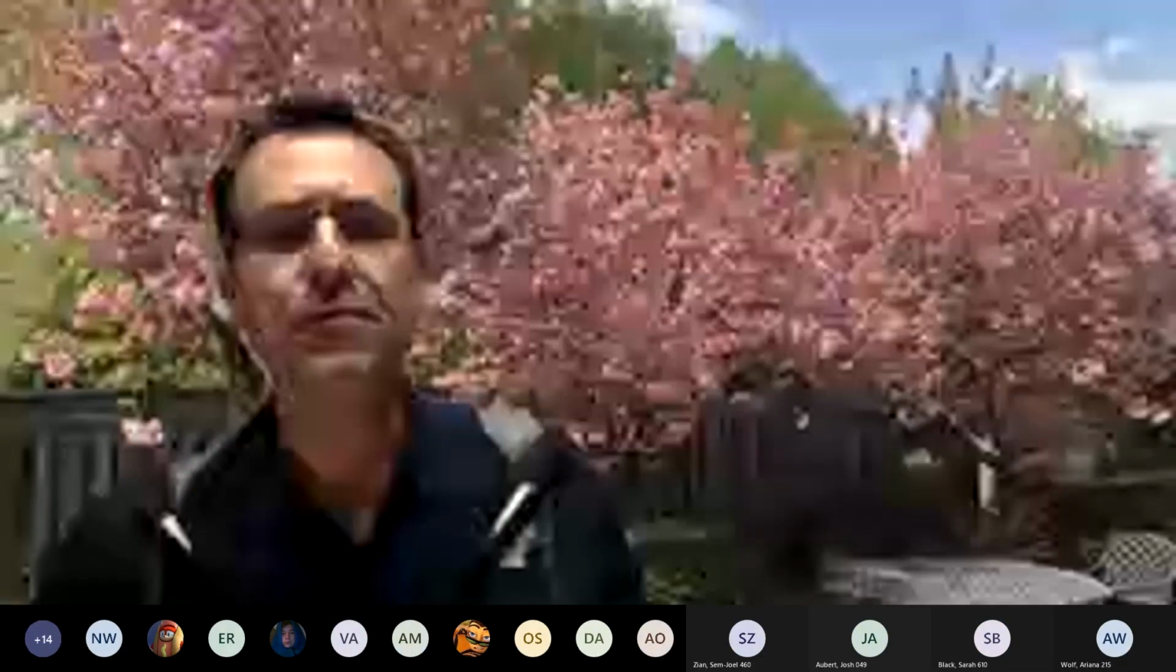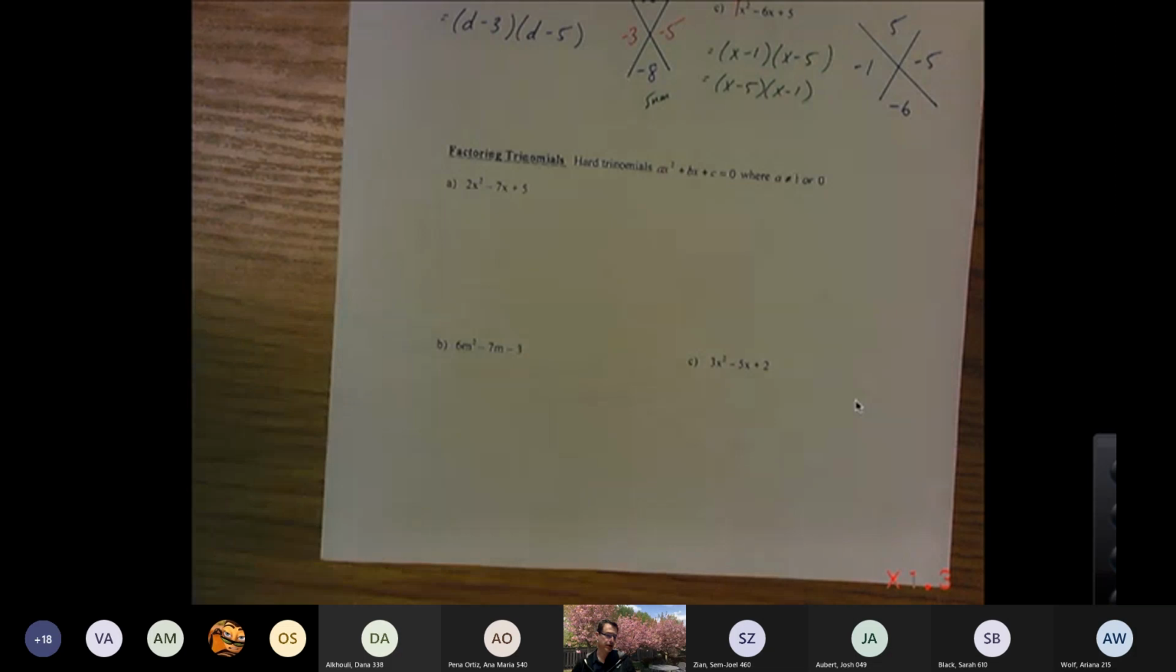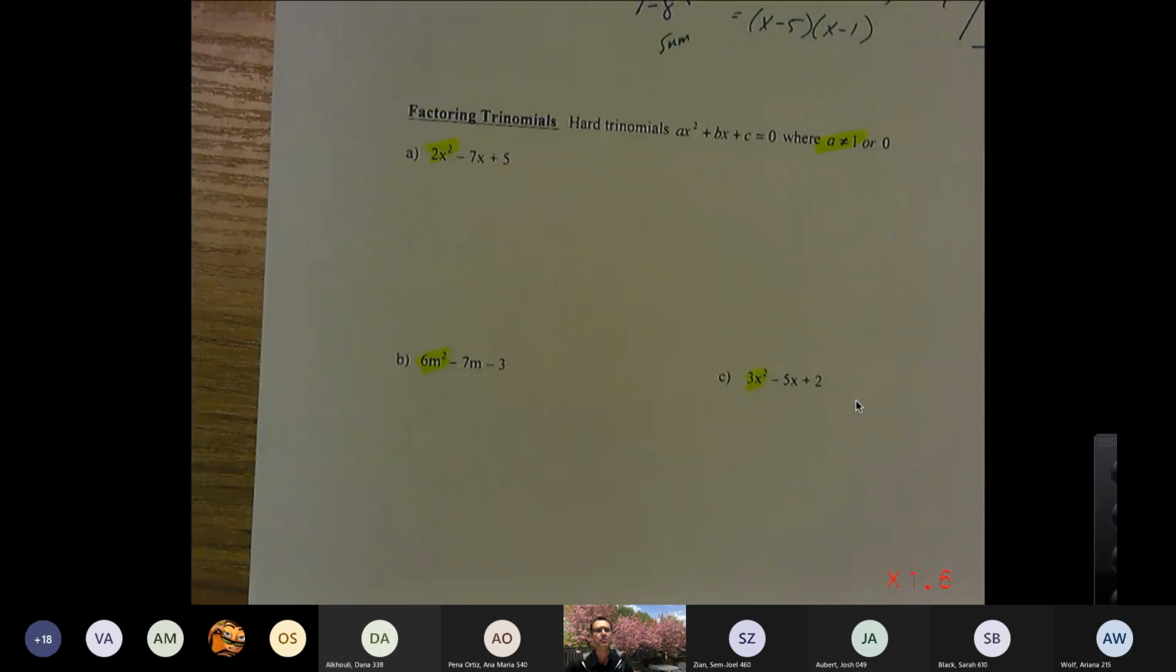Now, we have 3 examples here of factoring where a does not equal 1. In other words, the number in front of the x squared is not equal to 1, or 0, because if it was equal to 0, it wouldn't be a trinomial. So whenever this happens, the first thing you try to do is to common factor first. And if you can common factor out that number, then life's great.